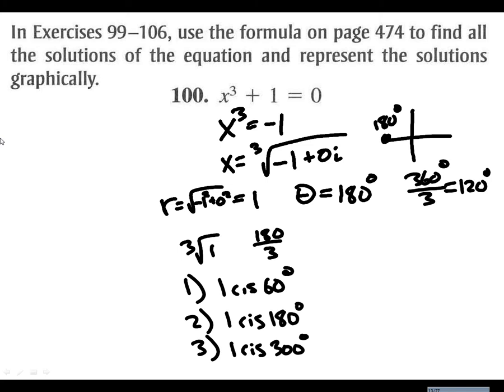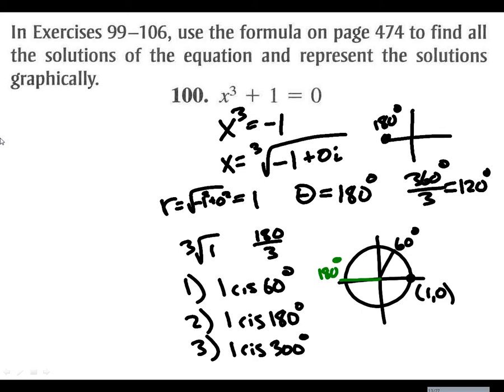Okay? So if we were going to represent this graphically, we would have a circle. It's actually a unit circle, radius of 1. And we're going to go up at 60 degrees. We're going to go out at 180 degrees. And we'll come down at 300 degrees. And that's it. That is 6-5. That's everything you need to know for Chapter 6. Questions? Ask me in class.